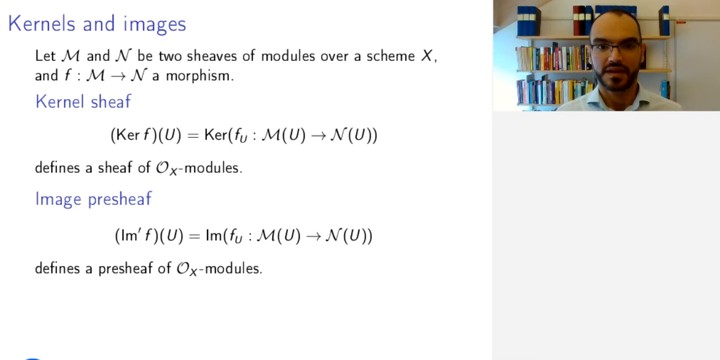We get a similar construction for the image. So the image pre-sheaf is defined as Im' F of U, being the image of the module map F_U, in complete analogy to the kernel. And again, because of compatibility of F with restrictions, and because the image of a module homomorphism is a module, a submodule of N of U, this will be a pre-sheaf of modules. But this time it will not be a sheaf.